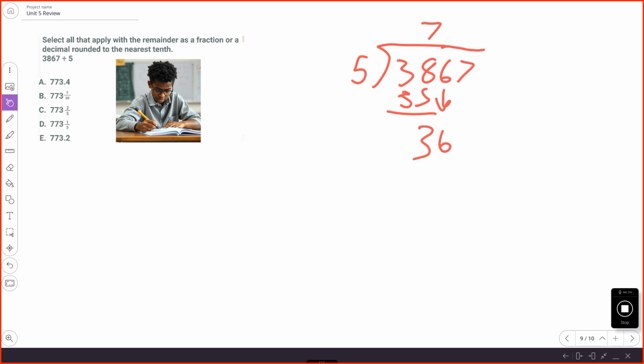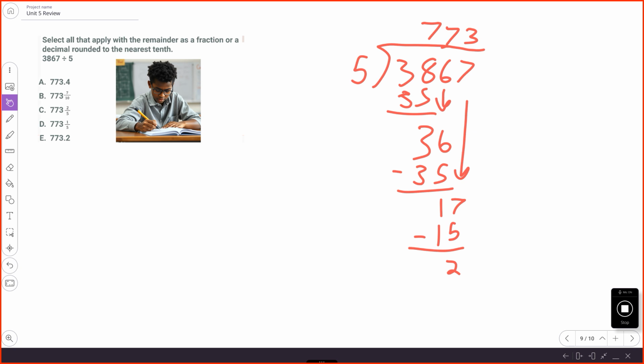What number can I bring? How many times? 7 again. 7 times 5 is 35. Okay, we subtract. We got a 1 right here. Okay, bring down the 7. 17. What number times 5? 15. So what number? It's a 3. 3 times 5 is 15. Now we subtract. After we subtract, we're going to get a 2 here.